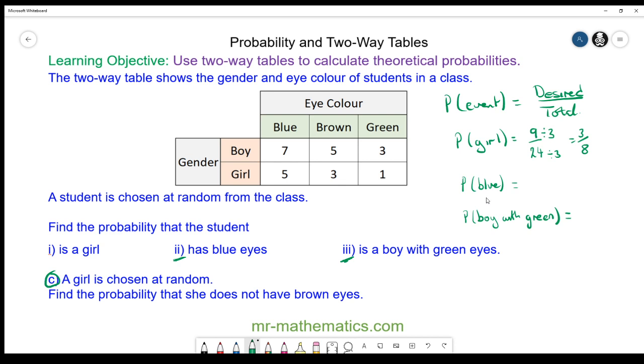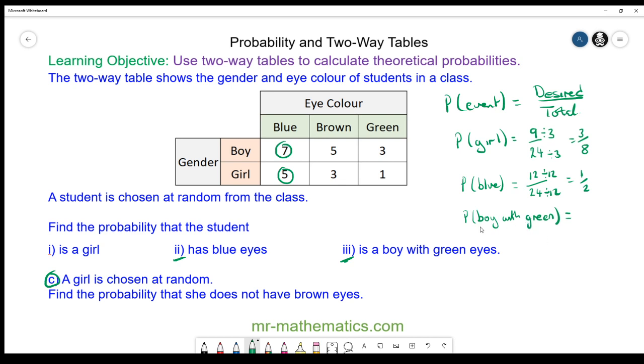Okay, so the probability of picking a student that has blue eyes. Well, we know there are a total of 24 students. And the students who have blue eyes, 7 boys and 5 girls, so that would be 12. We can simplify this fraction by dividing both by 12, and we have 1/2. So there's an even chance of picking a student with blue eyes.